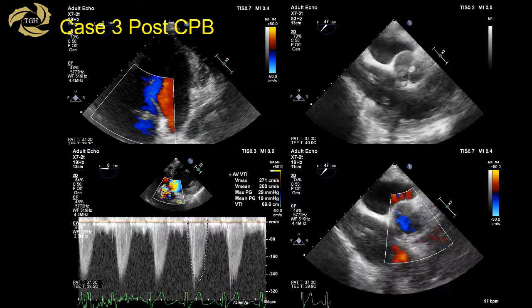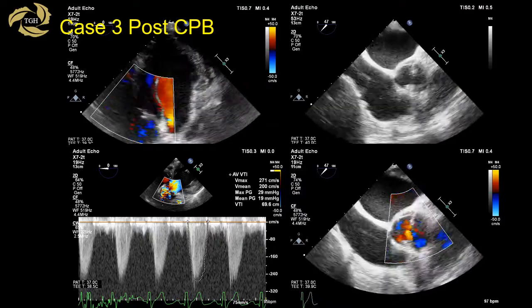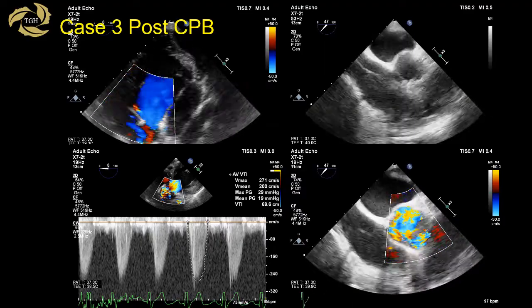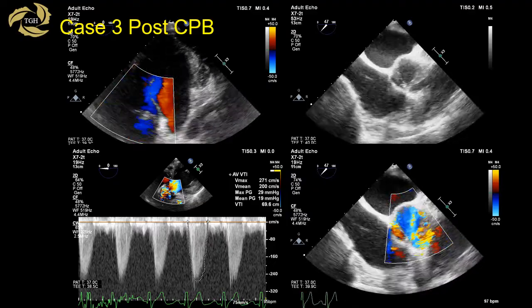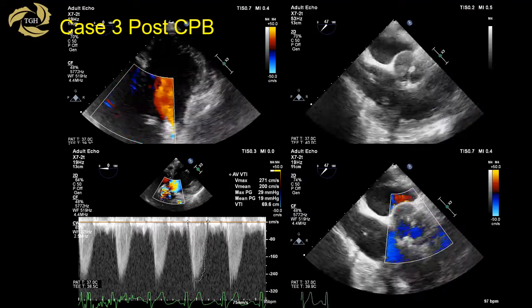Here are the mid-esophageal aortic valve short axis views and transgastric views, which show a good result. The modest gradient likely reflects a hyperdynamic left ventricle.